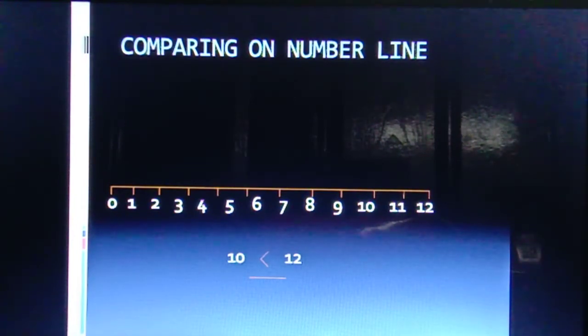Students, here on the screen you can see a number line, and on the basis of this we have to compare two numbers written just below the number line, and the numbers are 10 and 12. Here on the number line the numbers presented are from 0 till 12. Now 12 you can see is present at the end of the number line, and 10 is just on the left hand side of 12. So 12 would be greater than 10.